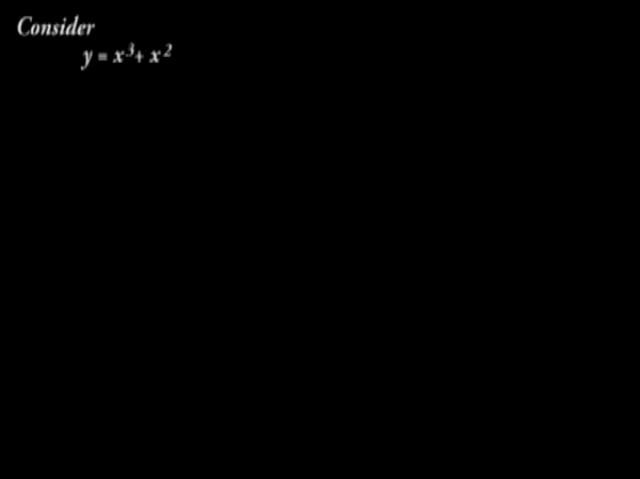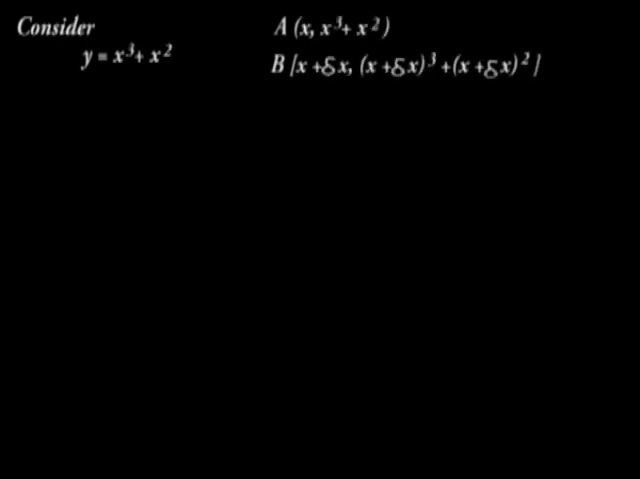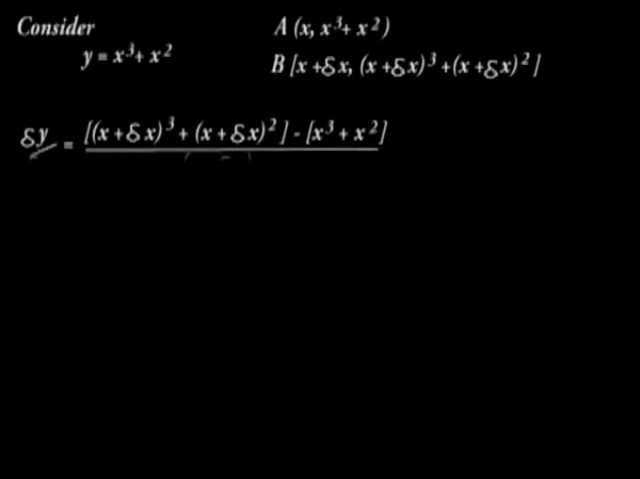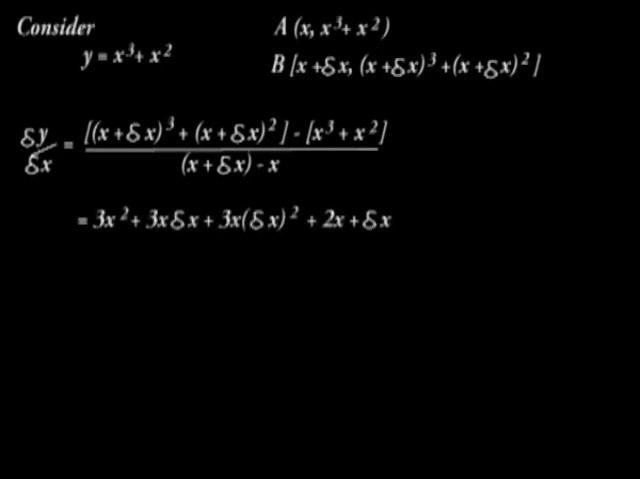Consider y is equal to x cubed plus x squared. To find its derivative, take any two points and find the gradients. That is, A with coordinates x, x cubed plus x squared, and B with coordinates x plus delta x, (x plus delta x) cubed plus (x plus delta x) squared. Delta y over delta x will ultimately give us 3x squared plus 3x delta x plus (delta x) squared plus 2x plus delta x.